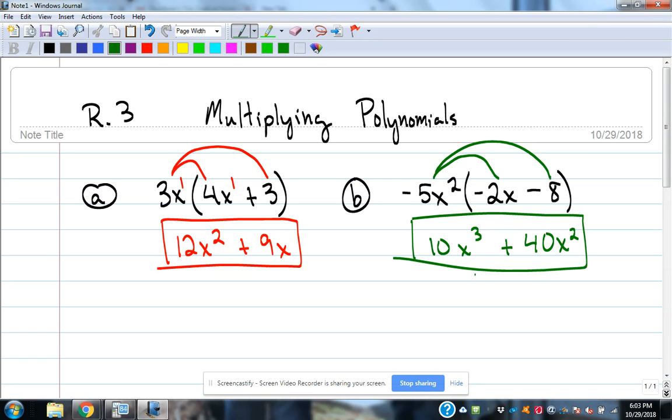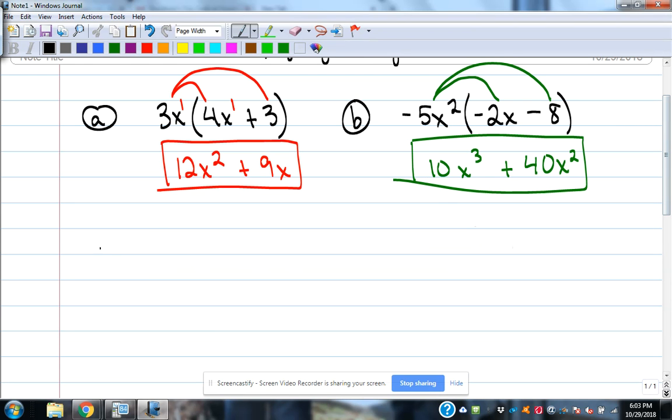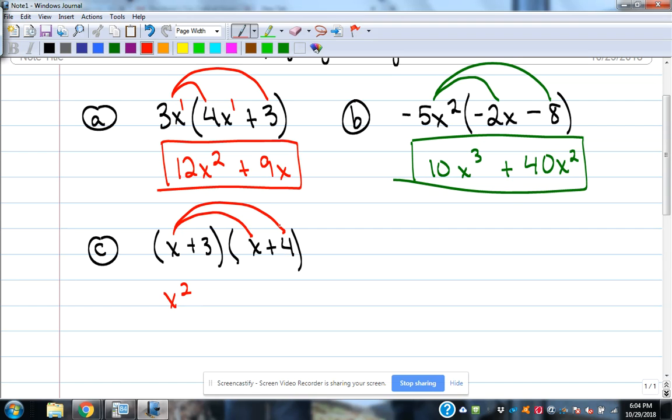Okay. Now here we're just distributing one thing. When we get to this next problem, we're distributing x plus 3 to x plus 4. We're distributing two things. First, distribute the x. X times x. And then distribute x to 4. Be 4x. Then distribute the 3. 3 times x. 3x. Then 3 times 4.